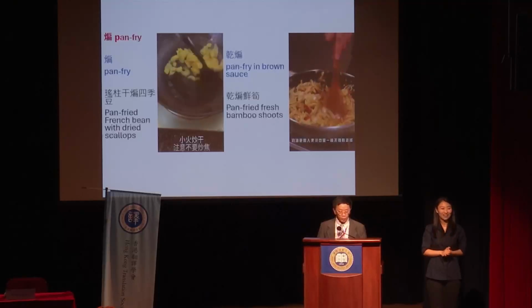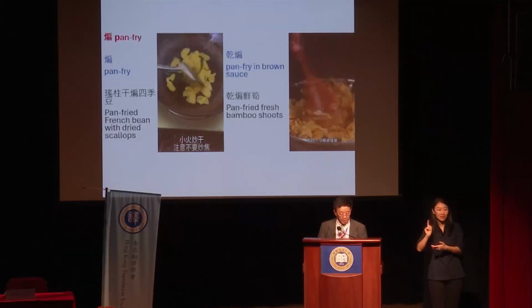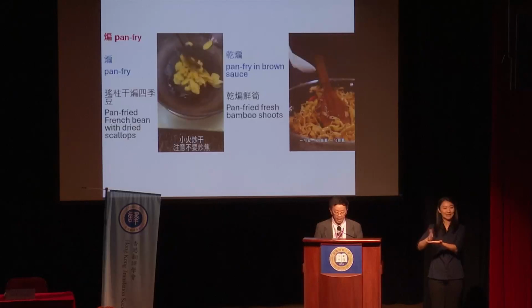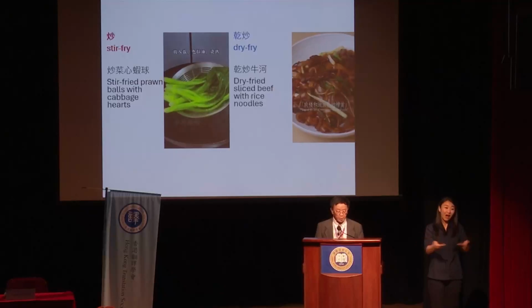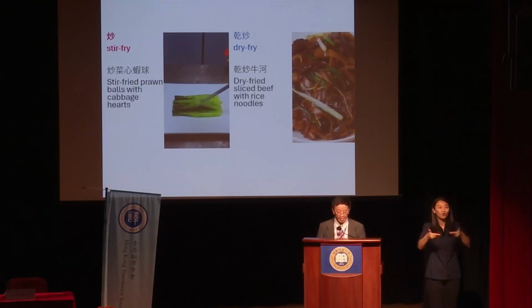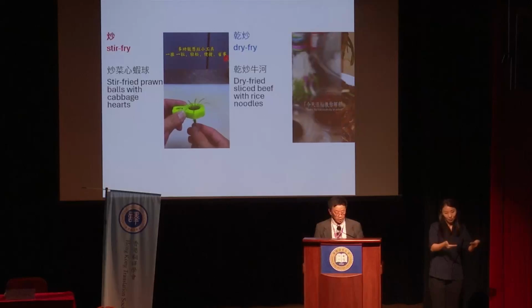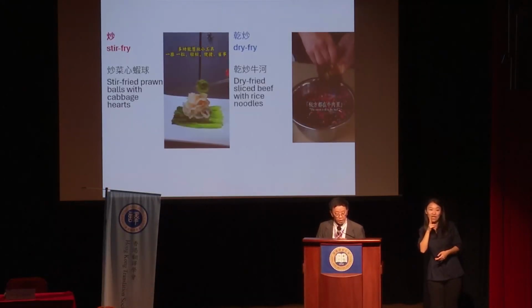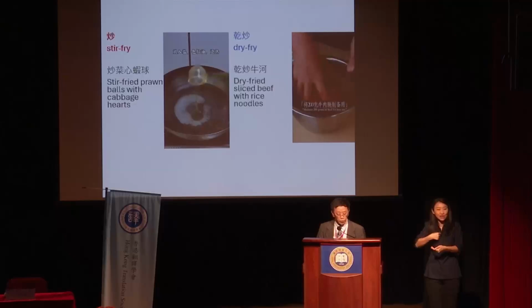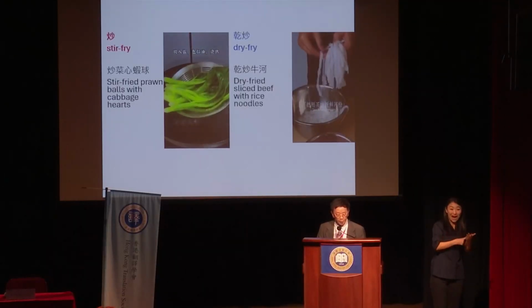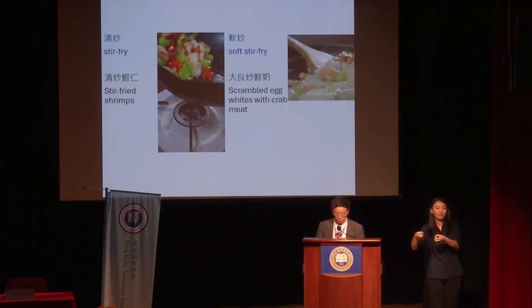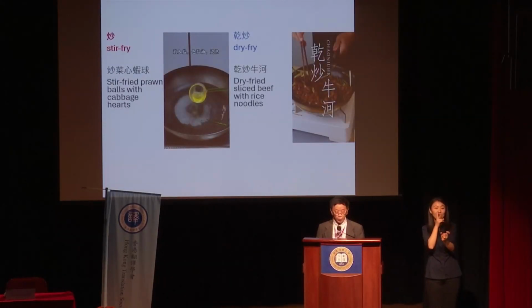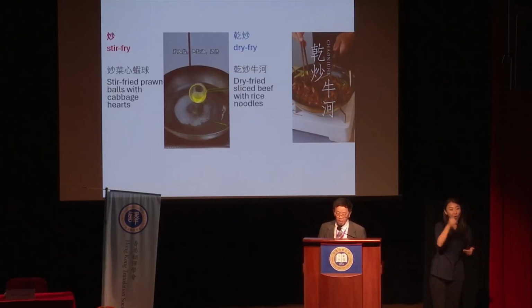And then another word for frying would be pan fry. Okay, and gan pian and pian and so on. And chao would be another commonly used word for frying. Stir fry is the translation. And then we've got chao cai xin xia qiu, stir fried prawn balls with cabbage hearts. And then the example that we will give would be gan chao niu he, okay, dry fried sliced beef with rice noodles.